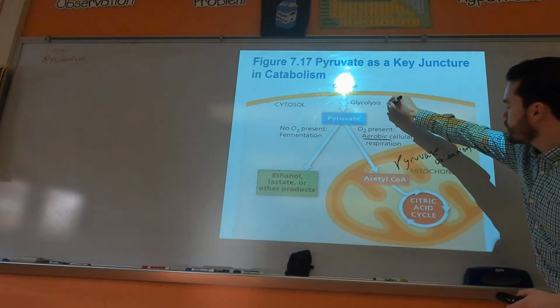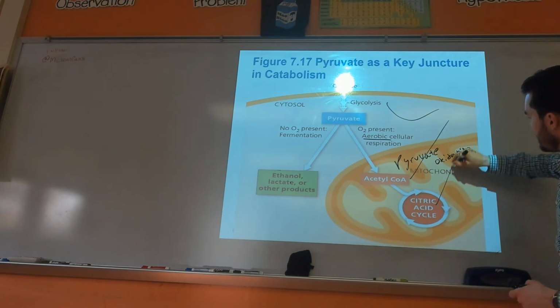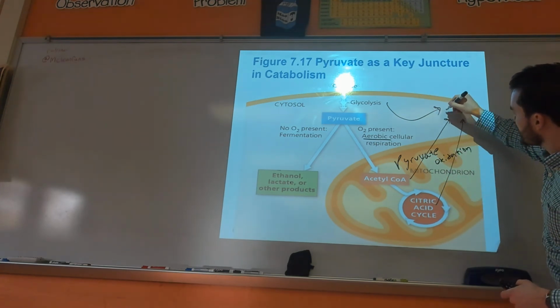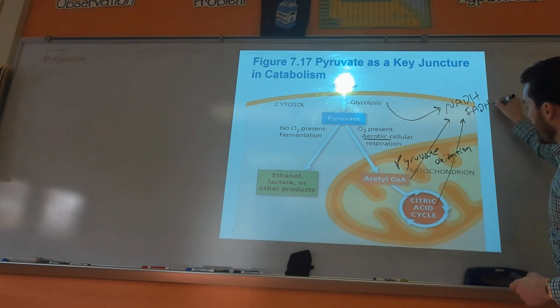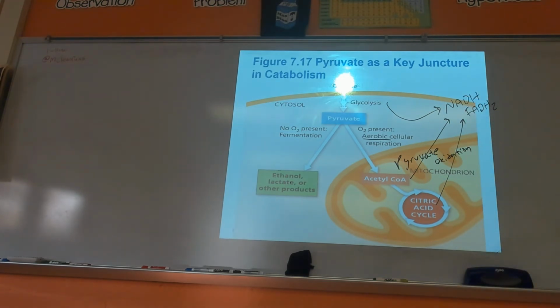The purpose of both of these processes is to make the electron carriers, the NADH and the FADH2, and then these will go to the electron transport chain where we make that hydrogen ion gradient, and then oxidative phosphorylation, that's when the ion gradient is used to make ATP going through the ATP synthase.